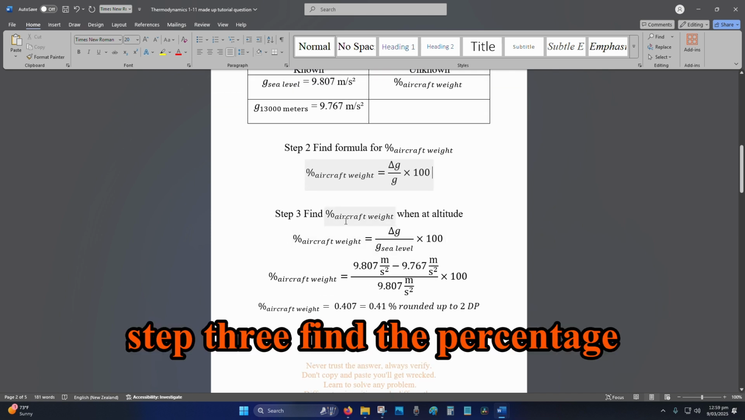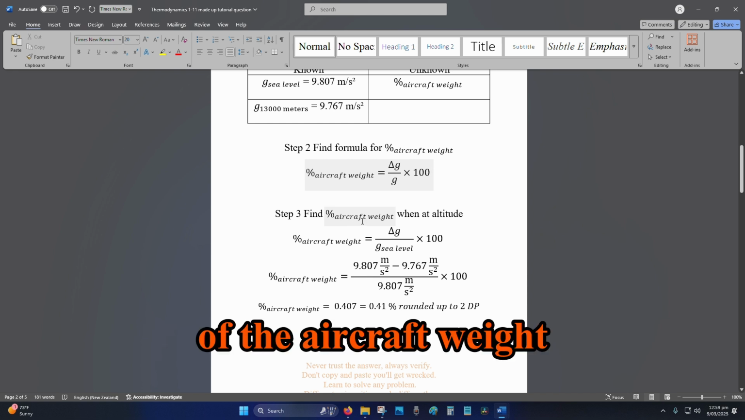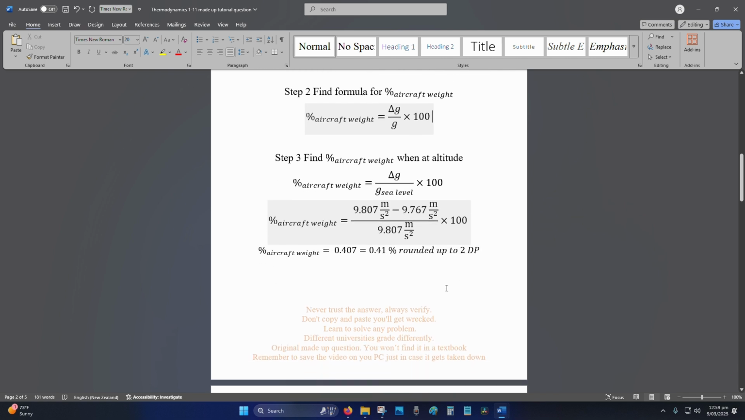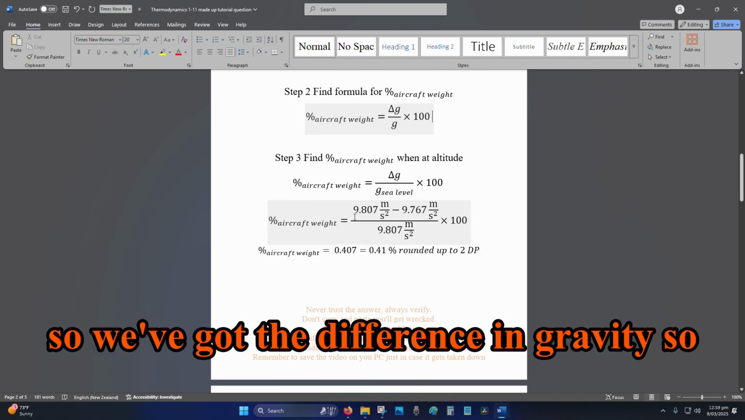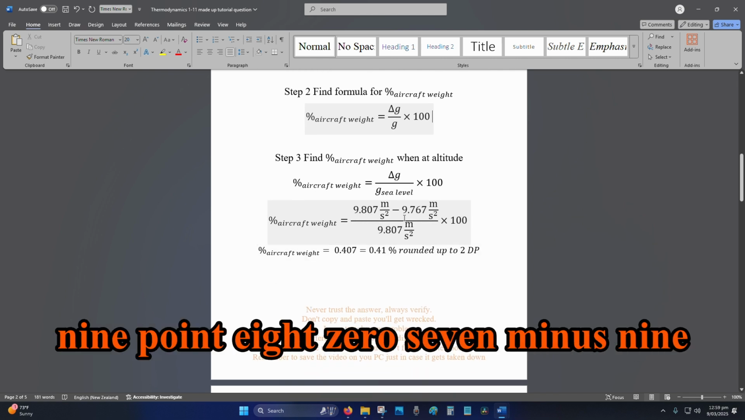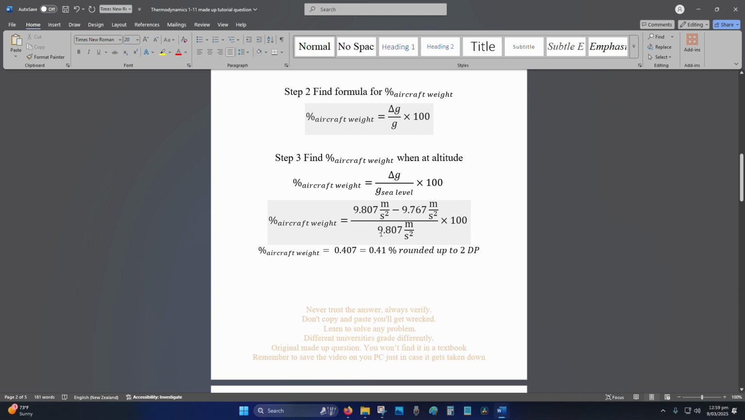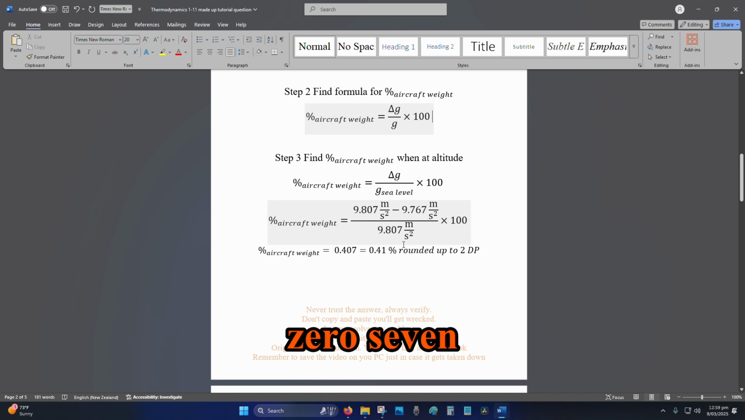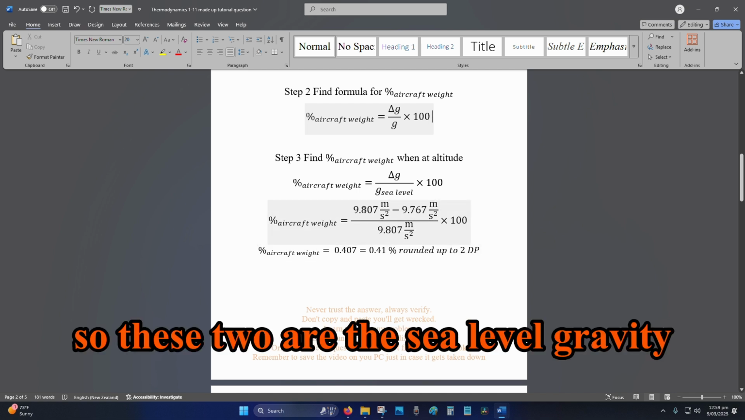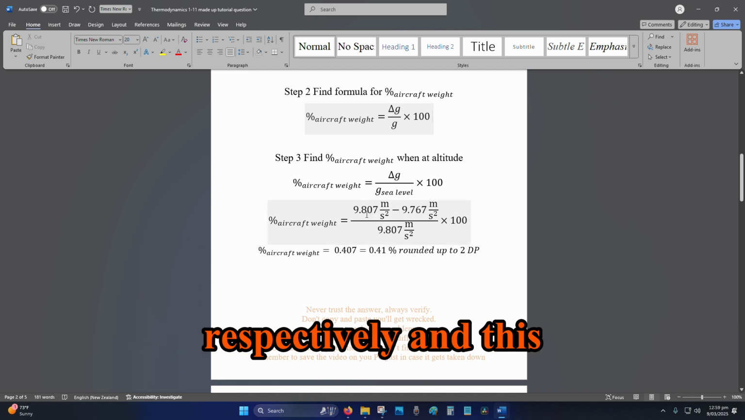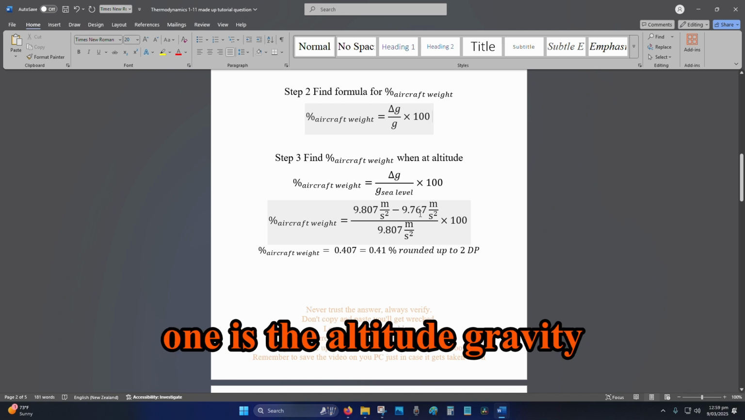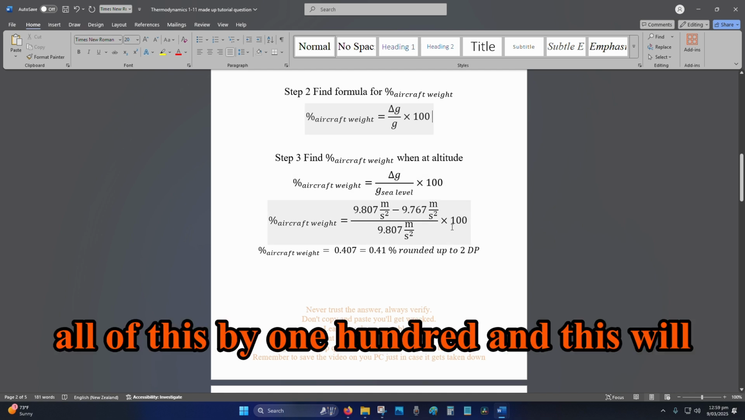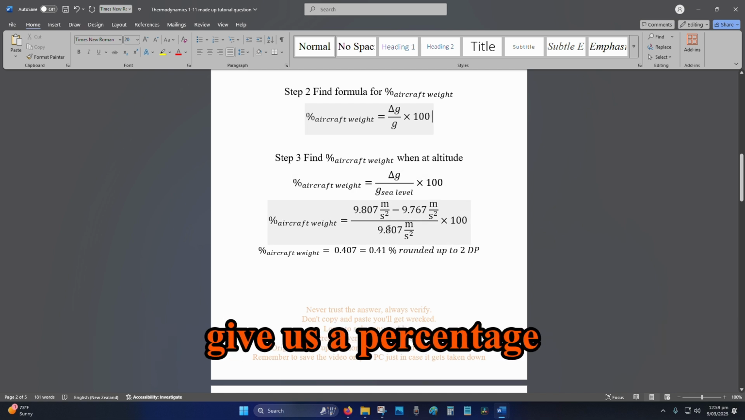Step 3, find the percentage of the aircraft weight when it is at altitude. So we've got the difference in gravity: 9.807 minus 9.767, divided by the base of 9.807. So these two are the sea level gravity respectively, and this one is the altitude gravity. Then we multiply all of this by 100, and this will give us a percentage.